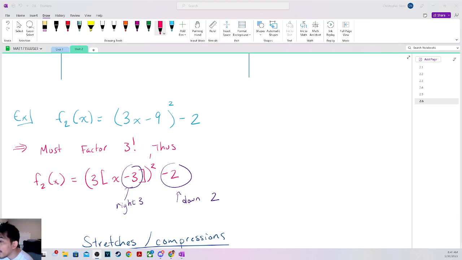Now I have a horizontal transformation because it's inside my function, right 3. It's negative, so I'm going right, and it's 3 instead of 9 because I factored it out. I'm going down 2 because it's exactly the same as the other problem over here. All right? You always have to factor it out. I'm going to see a lot of students say this is a transformation of right 9, but that is incorrect. It should be right 3.